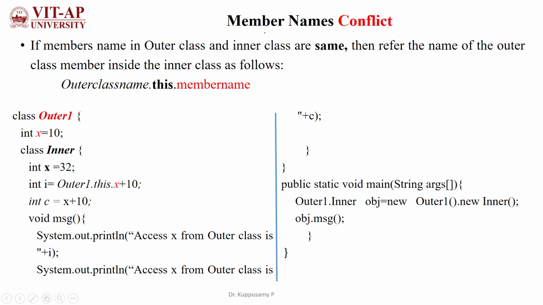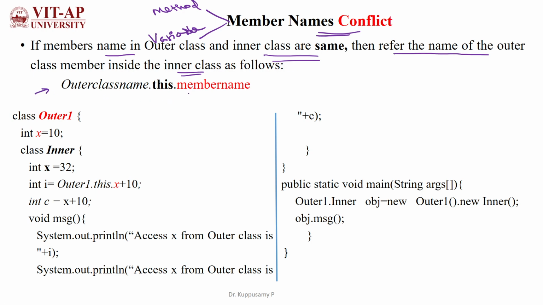Then another feature here is member names conflict. That means members are here. What are the members? One is a method and another is a variable. So when we have the same name for the variable, what will happen? Same name for the method, what will happen? If member names in the outer class and inner class are similar, then refer to the outer class member inside the inner class using this syntax.